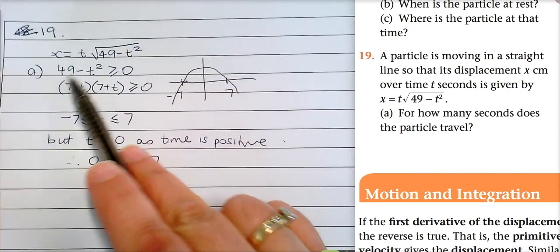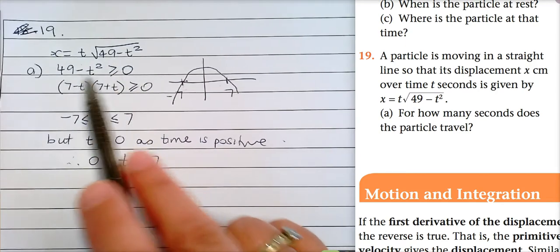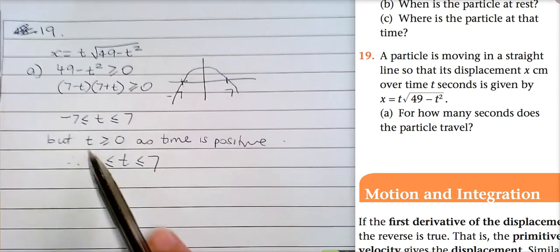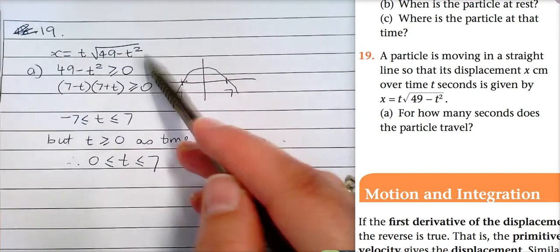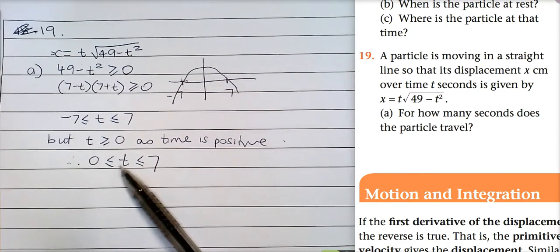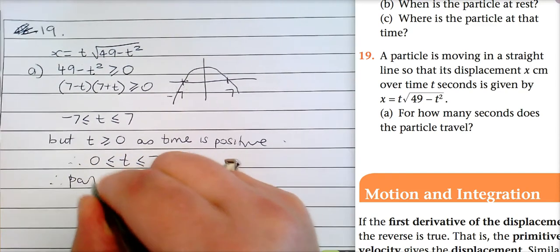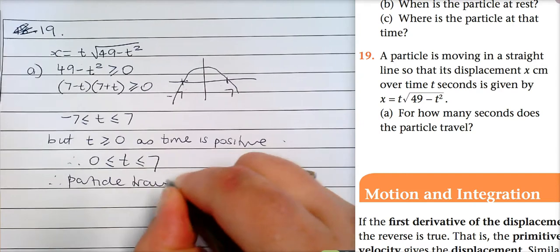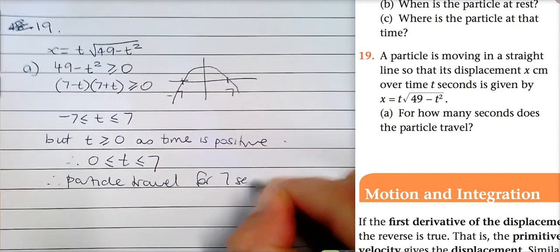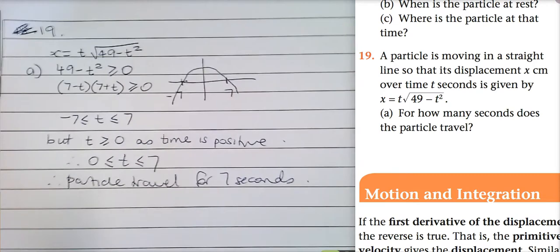So this is the way that you do it, maybe with domain and range, with domain, okay? Or you can just do it by looking at it. I'm happy for you to just do it by looking at it, but you must have the 0. So for how many seconds? Therefore, the particle travels for 7 seconds. You can just do it by observation, all right?